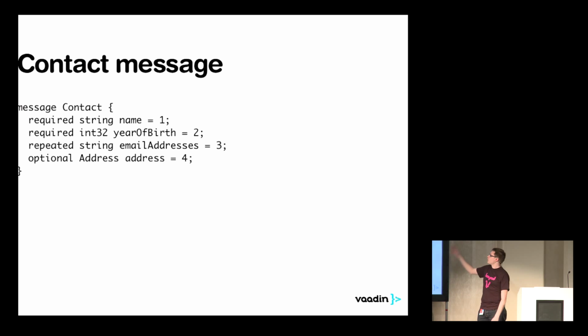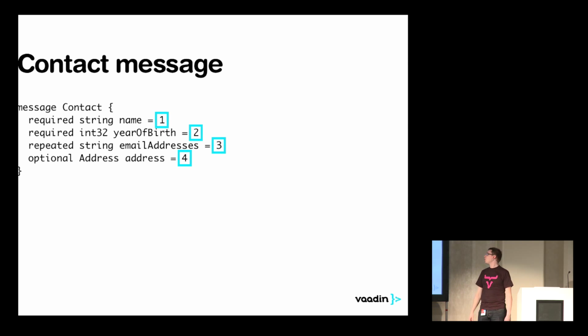So this could, for instance, look like this. We define a contact message, it contains a required string name, a required integer with the year of birth, a repeated string, or repeated strings, with email addresses, so we can have many of those, and then an optional street address. We would also need to define the address message, but I have left that one out.